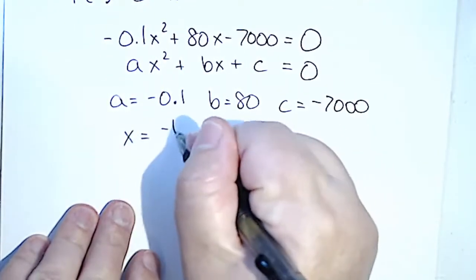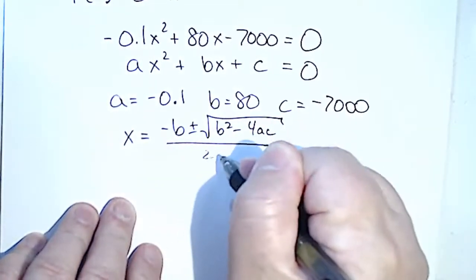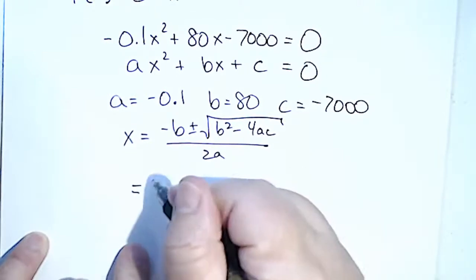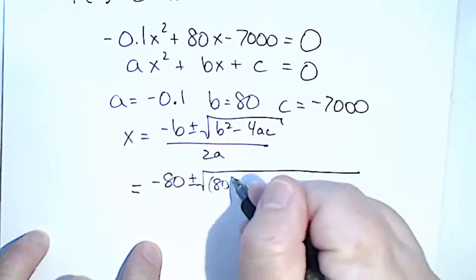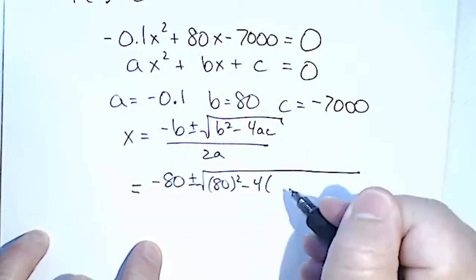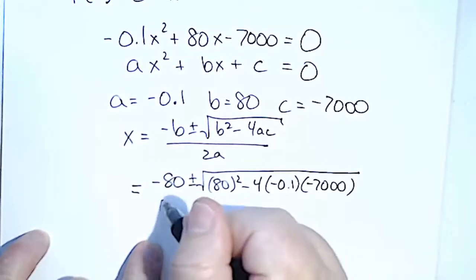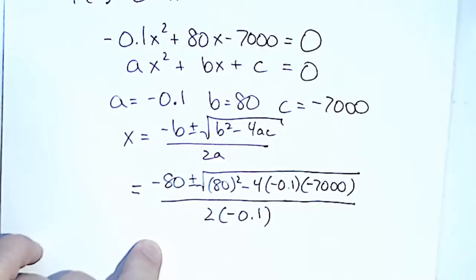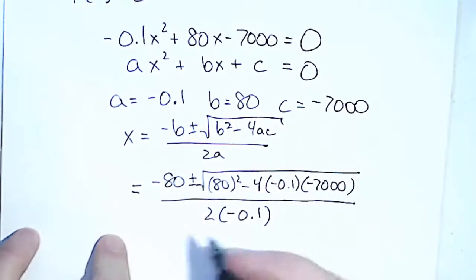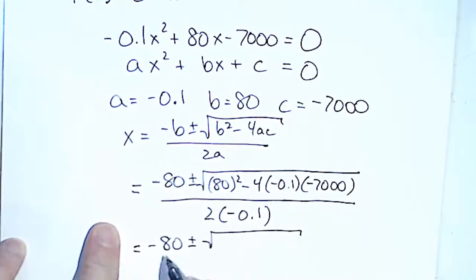And x equals the opposite of b plus or minus the radical of b squared minus 4ac, all over 2a, which in this case is negative 80 plus or minus the radical of 80 squared minus 4 times negative 0.1 times negative 7,000, all over 2 times negative 0.1. Okay, so then this ends up being negative 80 plus or minus something inside a radical.